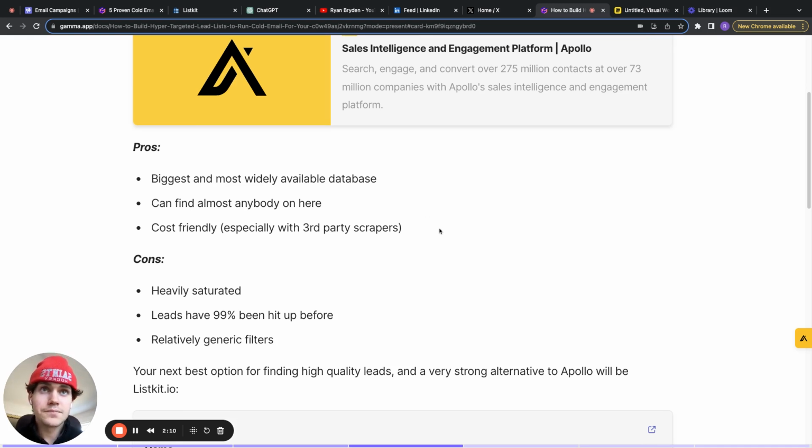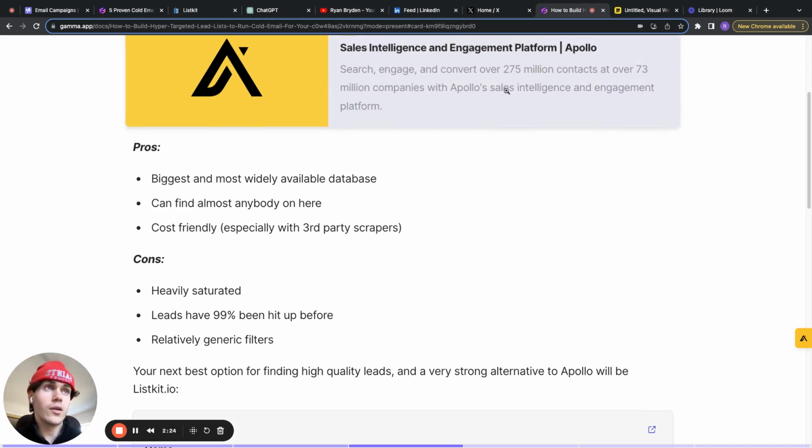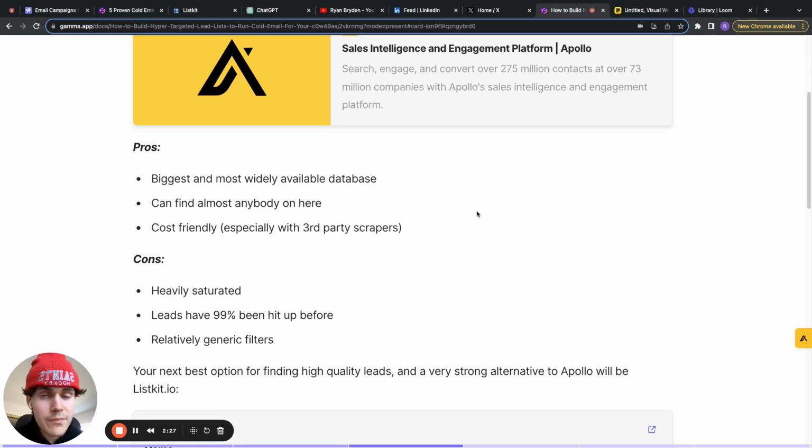With Apollo, some of the pros: I think it's the biggest and it's probably the most widely available. It's pretty cheap, especially if you use third-party scrapers. And you can find literally anybody on here. It tells you right here, 275 million. That's a lot of people, man. So definitely the biggest database, I believe, and probably the most widely available price-wise. It's probably going to be your go-to for the majority of your lists, at least it is for me.